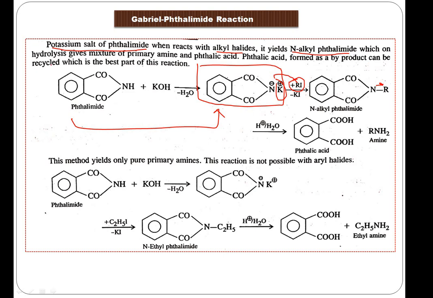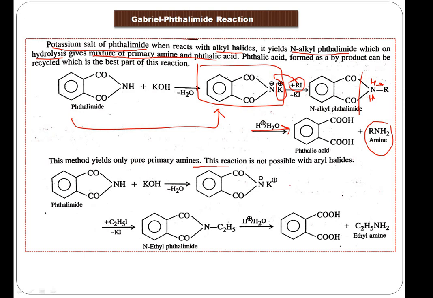Then this N-alkyl phthalimide undergoes hydrolysis to yield a mixture of primary amine and phthalic acid. When you hydrolyze this N-alkyl phthalimide, you can show on the arrow H plus and water, which means acidic hydrolysis. What happens is it gets broken down, with H here and another H here, and this forms phthalic acid and you get the primary amine. So the Gabriel Phthalimide reaction is used for the preparation of primary amines. This is important.